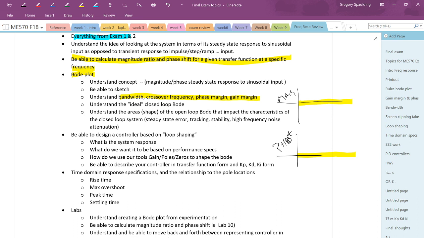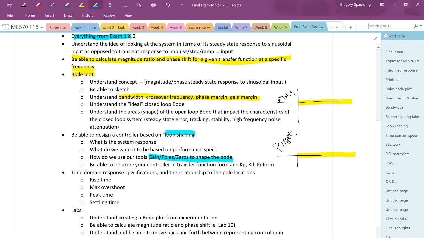Understand the shape of the open loop Bode that impacts the characteristics of the closed loop Bode. And so then we move on to the loop shaping. We actually jumped the gun on that a little bit. We want to think about loop shaping and what we want to do, as I described before, and how we use our tools, our gains, our poles, and zeros to reshape it.